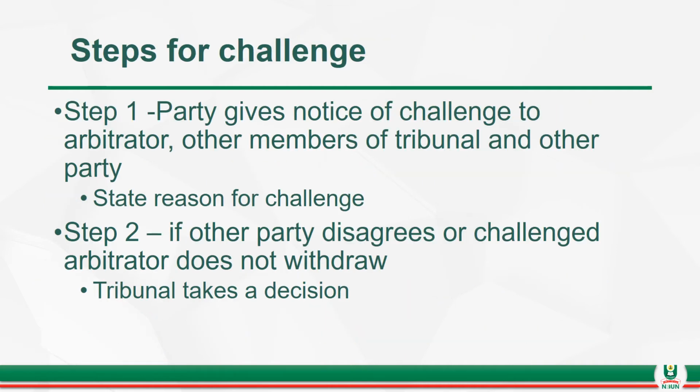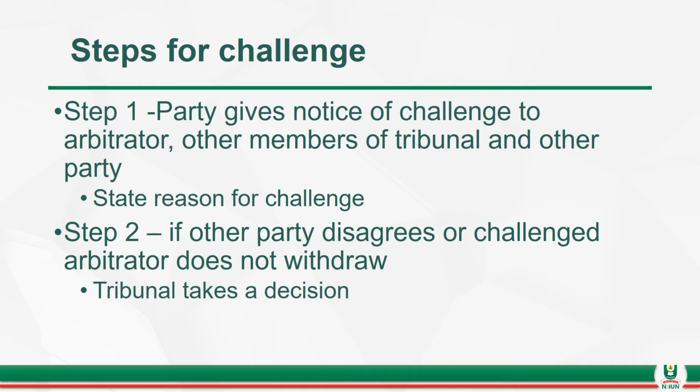First, the party who is not happy with the appointment of the arbitrator must give notice of challenge to the arbitrator whose appointment he is challenging, the other members of the tribunal, and the other party. This is fundamental because of the principle of natural justice that requires that the other party must be able to defend himself, or the audi alteram partem. So in the notice of challenge, he has to state the reason for his challenge. And remember, the only reasons are those we talked about under Section 8 of the ACA.